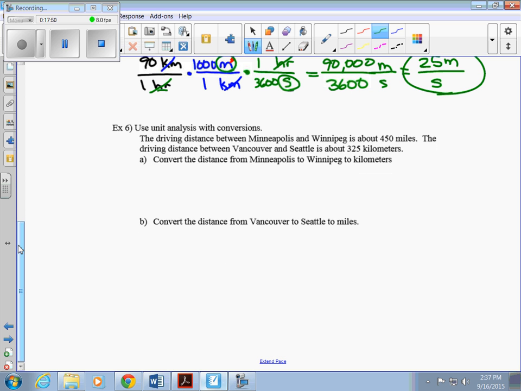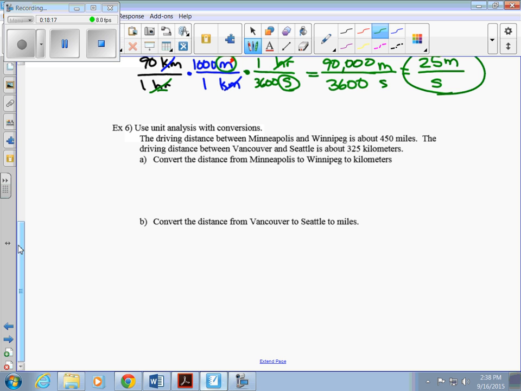All right, example 6. We're going to calculate driving distances. From Minneapolis to Winnipeg is about 450 miles. Driving distance between Vancouver and Seattle is about 325 kilometers. We want to convert 1 from miles to kilometers, that's A, and we want to convert number 2, or B, from kilometers to miles. So it says A, convert the distance from Minneapolis to Winnipeg to kilometers.